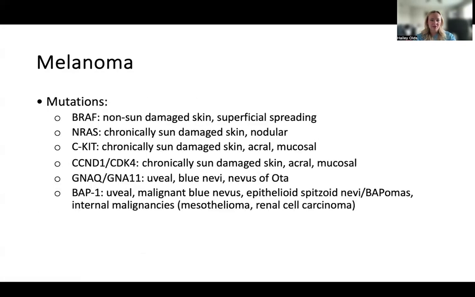Okay. So these are some of the high risk mutations with melanoma. So BRAF is usually superficial spreading melanoma. NRAS is nodular melanoma. CKIT is acral and mucosal melanoma. GNAQ or GNA11 is uveal melanoma. And then BAP1, like we talked about, is the uveal melanoma, but also the BAPomas.